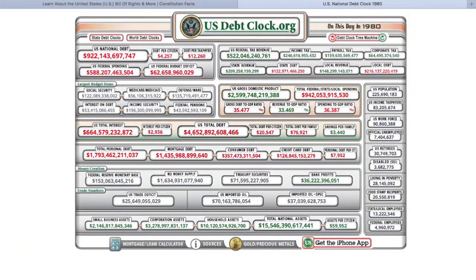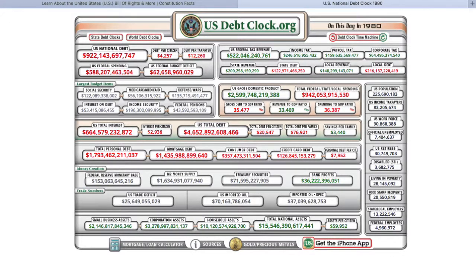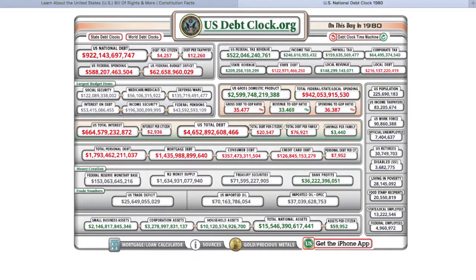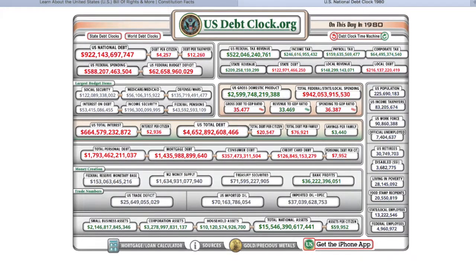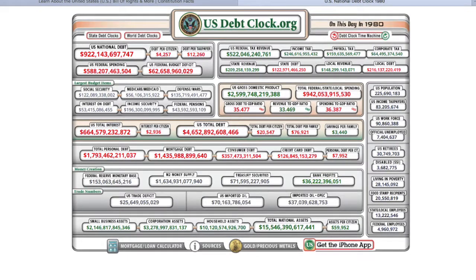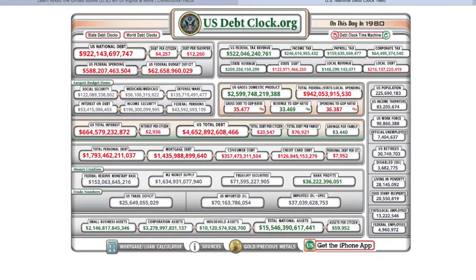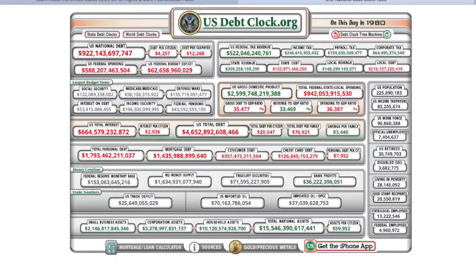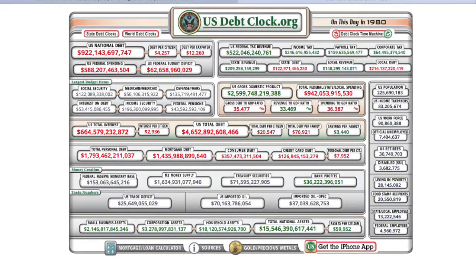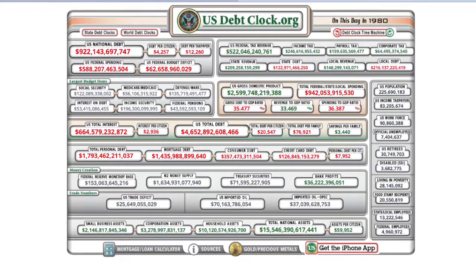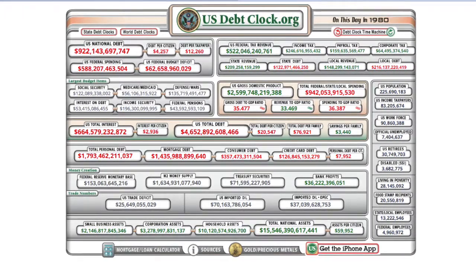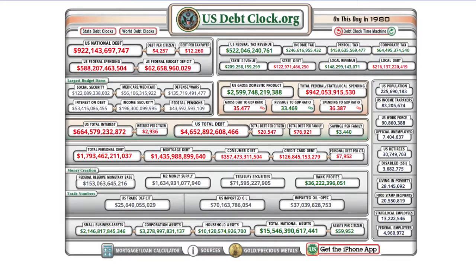Now I'm going to go to the U.S. debt clock, 1980. In the upper left-hand corner, you will see 922 billion. That was our total national debt. Per citizen, that was $4,257. Per income taxpayer, $12,260. U.S. federal spending was only $588 billion, which is less than the defense budget is today. And the budget deficit was back in 1980, $62 billion.